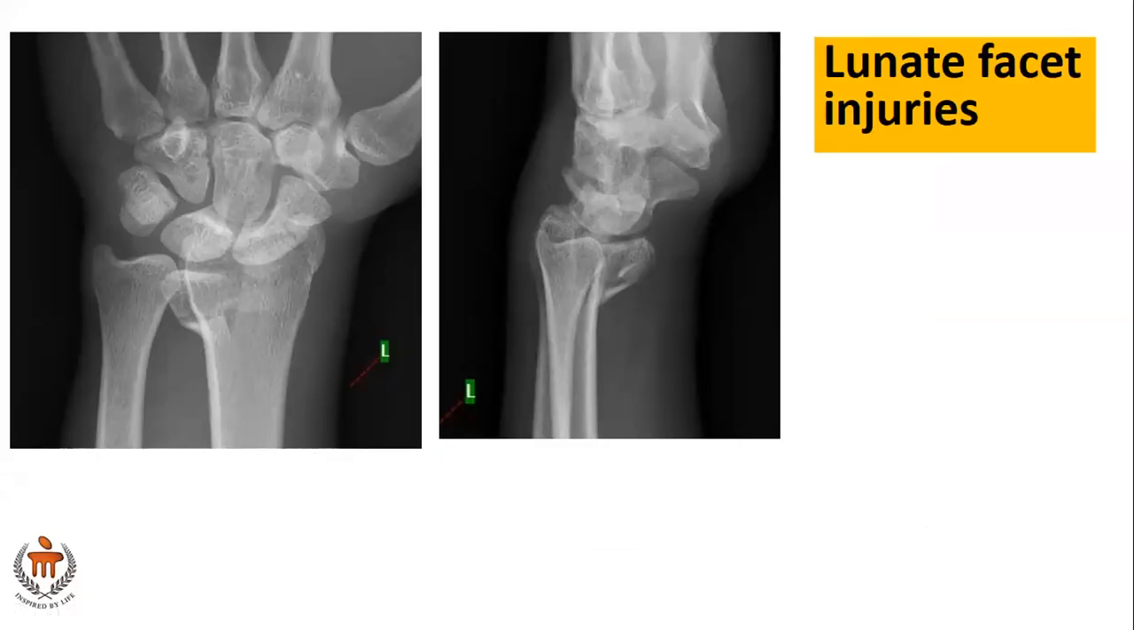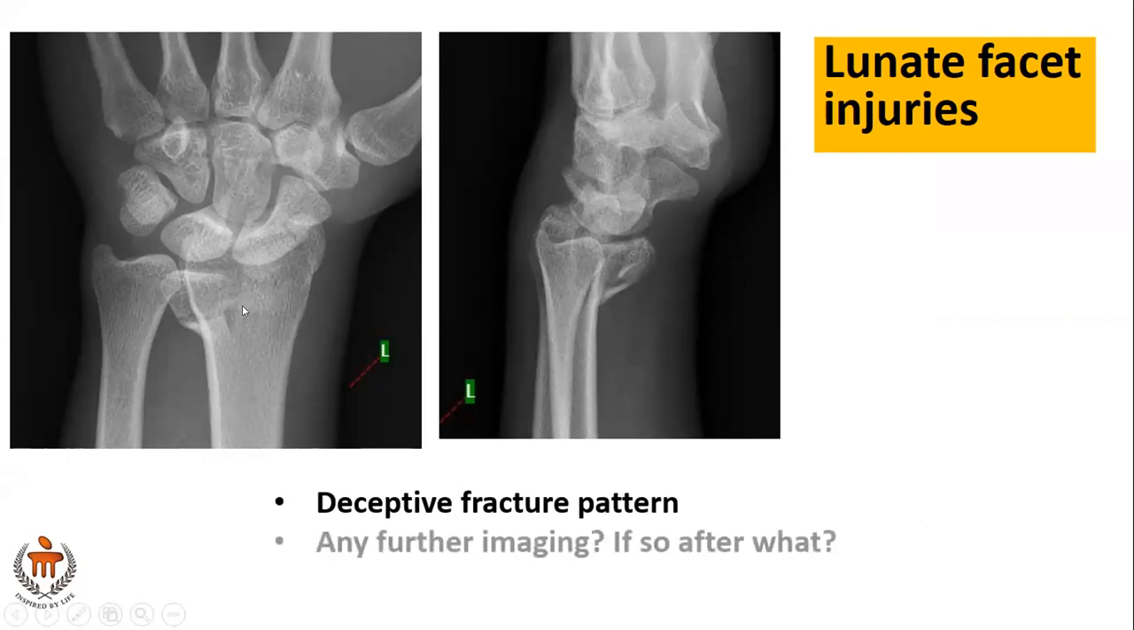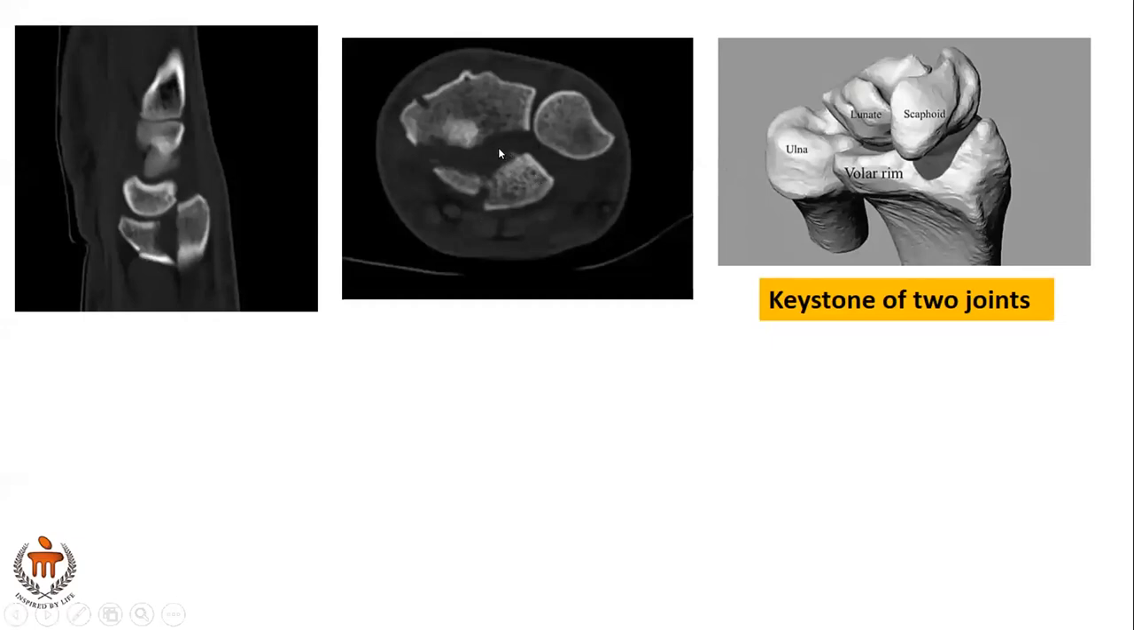Two important injuries. One is the lunate facet injury. It's a very deceptive injury here. A lot of times, it's taken for granted that it's a very simple injury. It's not so. And always get the CT done to see where the fragments are. Okay. And then make sure those fragments are caught.